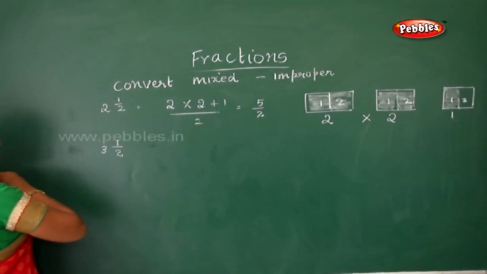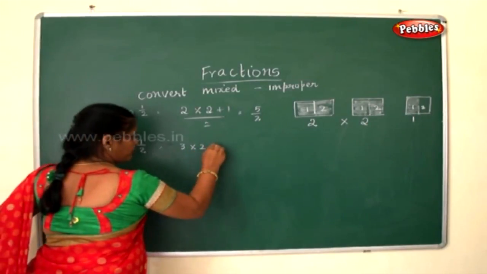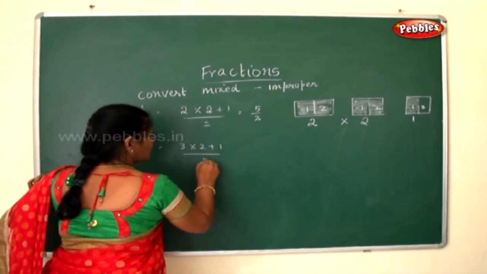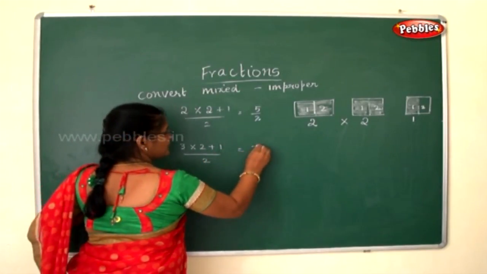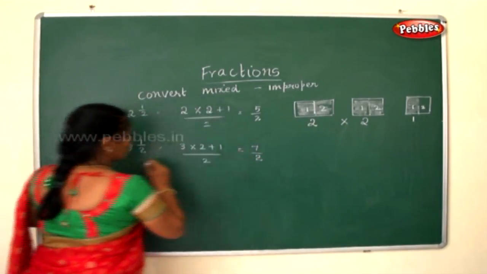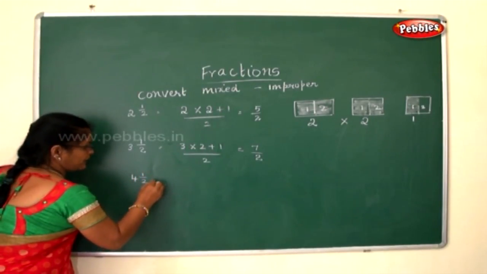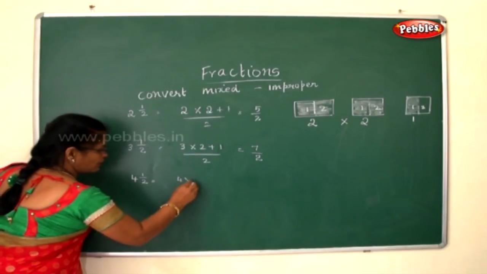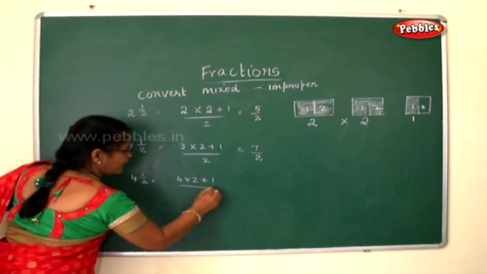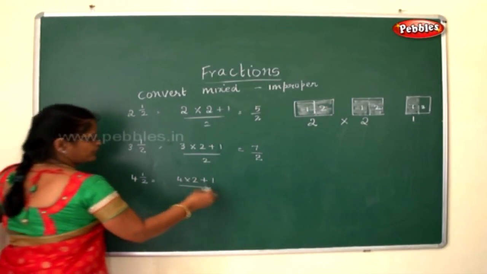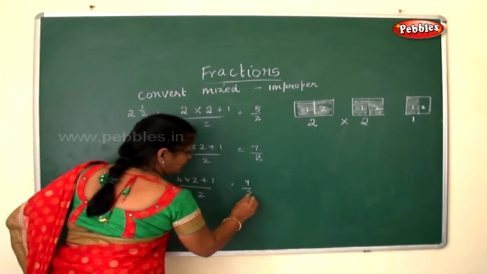Now how will you convert this into improper? 3 into 2 plus 1 by 2. 3 into 2 is 6. 6 plus 1 is 7. 7 by 2. Now how will you do 4 1 by 2? 4 into 2 plus 1 by 2. What is 4 into 2? 8. 8 plus 1 is 9. So it is 9 by 2.